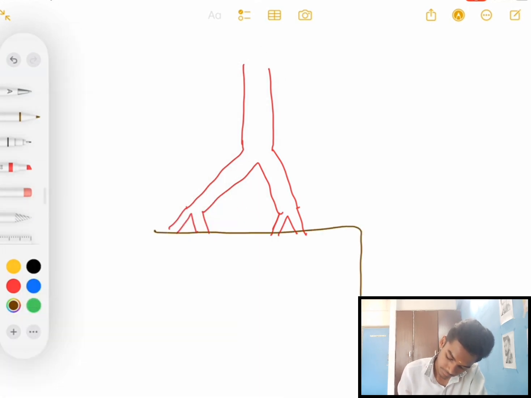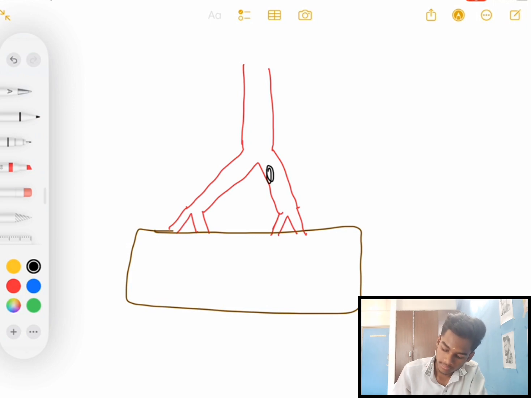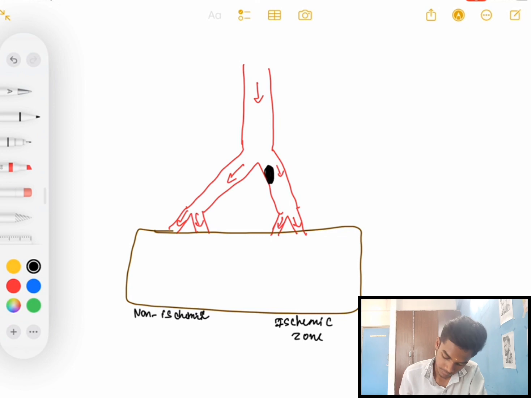This is ventricular wall. Now here there is plaque, atherosclerotic plaque. What happens now? The blood flow to this region is normal, but the blood flow to this region is decreased. This is ischemic zone. This is non-ischemic zone.